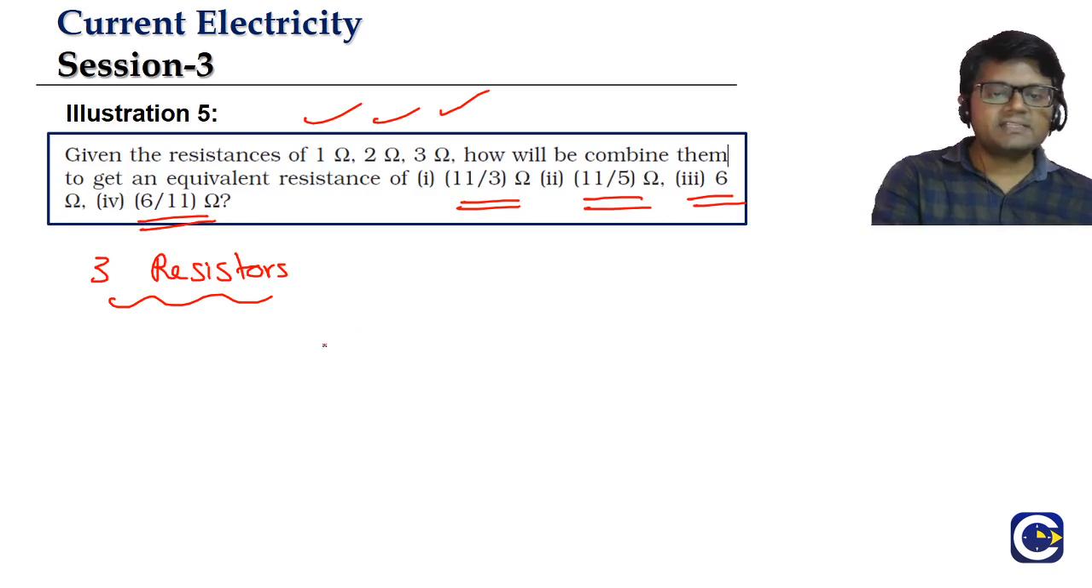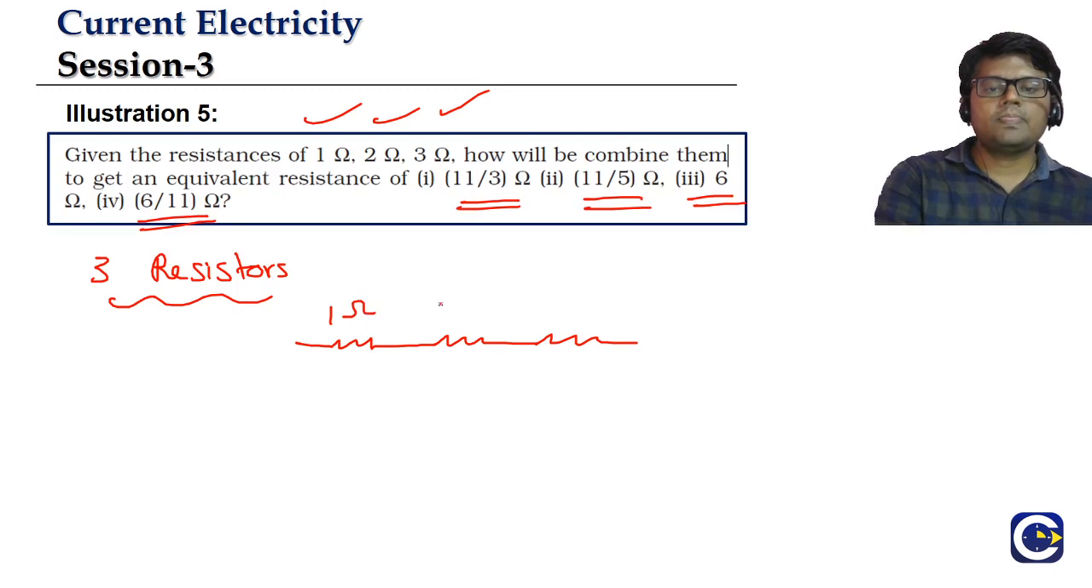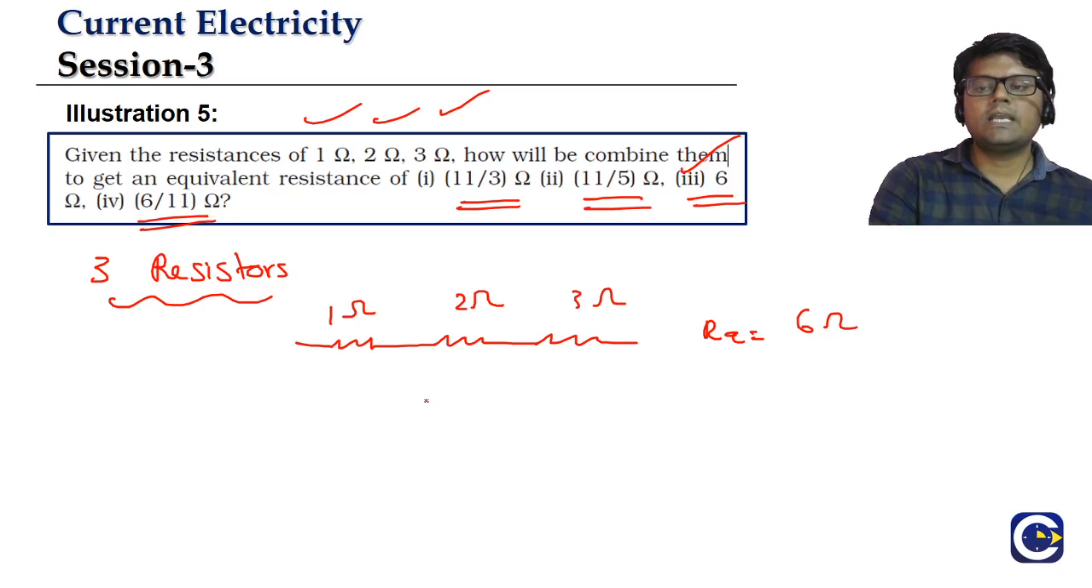One thing is, straight we can say, let us keep all the 3 in series as it is. Here 1 ohm, here 2 ohm, here 3 ohm. When we keep them in series, what is the R equivalent value? R equivalent will be equal to 1 plus 2 plus 3, which is 6 ohms. I think we got this. Third one we are able to get it.